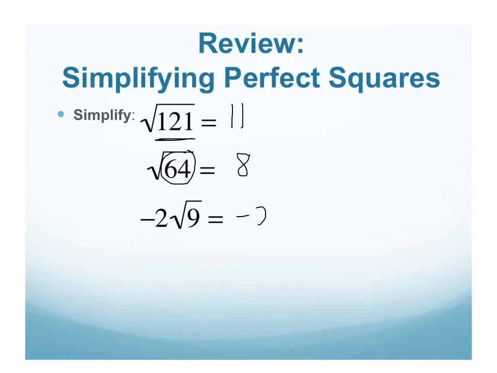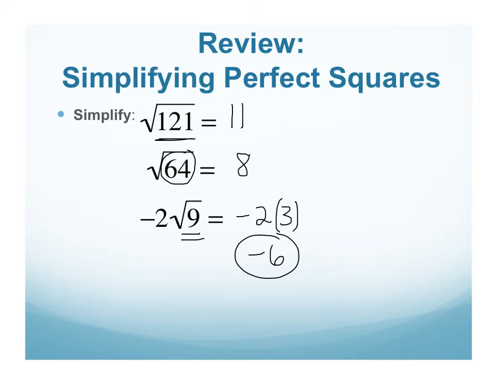Okay, this next one I'm going to keep the negative 2. Then what number squared gives me 9? 9 is 3 squared, so the square root of 9 is 3. Negative 2 multiplied by 3 becomes negative 6. So that's my final answer. So those are the easier ones. Those are the perfect squares.